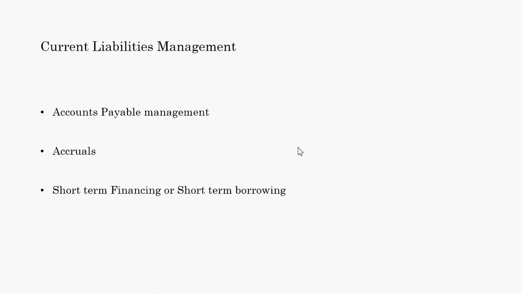Okay, under current liabilities management, we want to look at three important things. One is how do you manage your accounts payable. The second is how do you manage your accruals. When you say accruals, we are talking about other types of payables such as wages payable, salary payable, etc. The third thing is how do you manage your short-term borrowing.